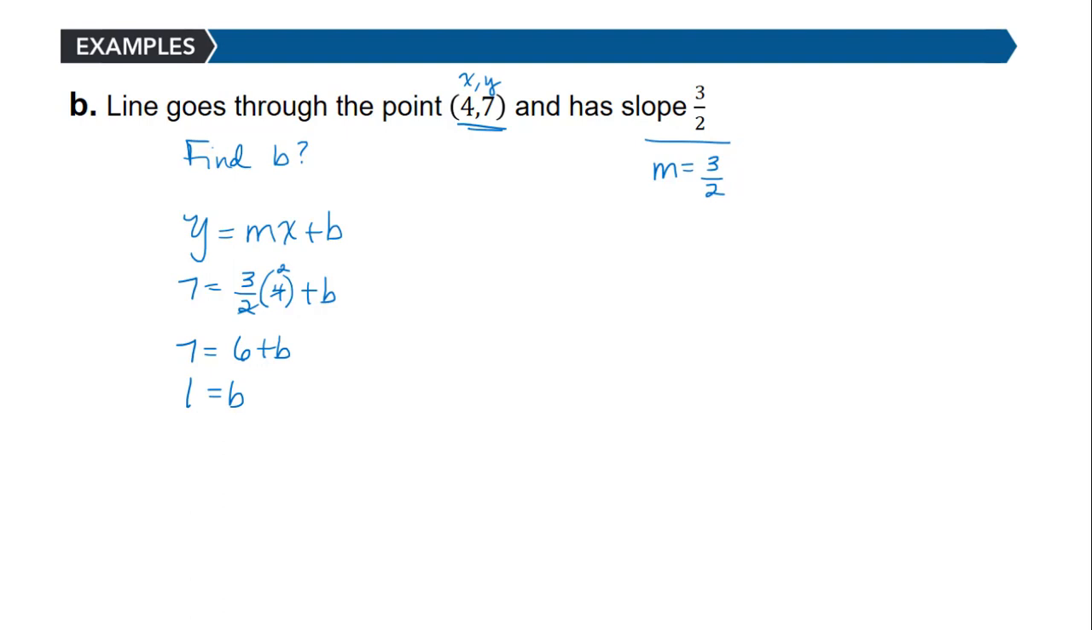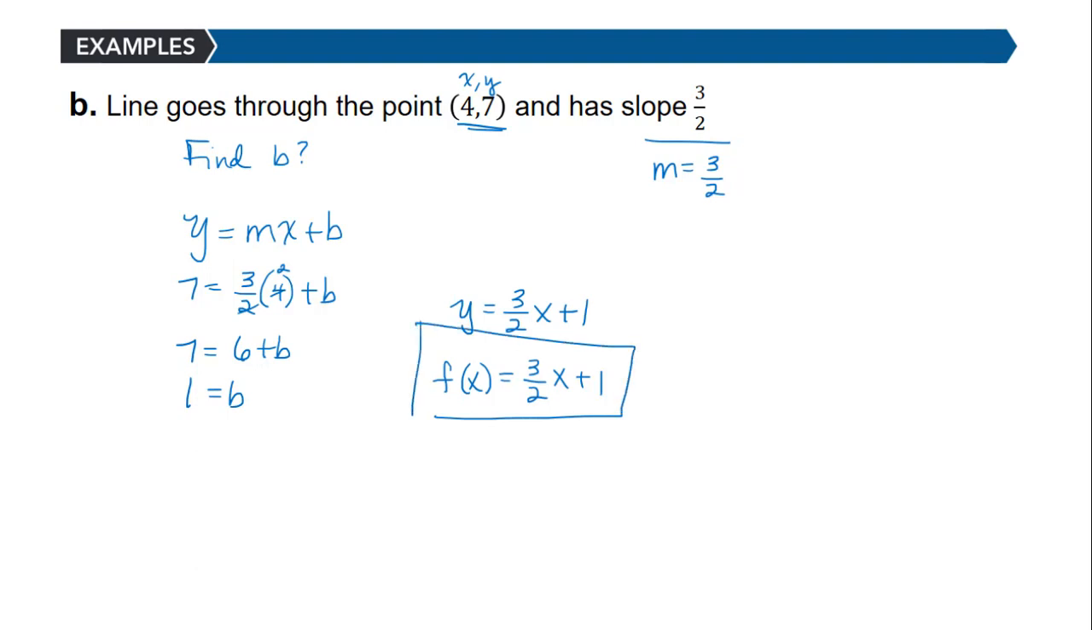Therefore, the equation in slope-intercept form that goes through the point (4, 7) and has slope 3/2 is y equals 3/2 x plus 1. In function notation, it is f of x equals 3/2 x plus 1. So actually, I know what the y-intercept of that line would be. It would be (0, 1), now that I know the value of b.